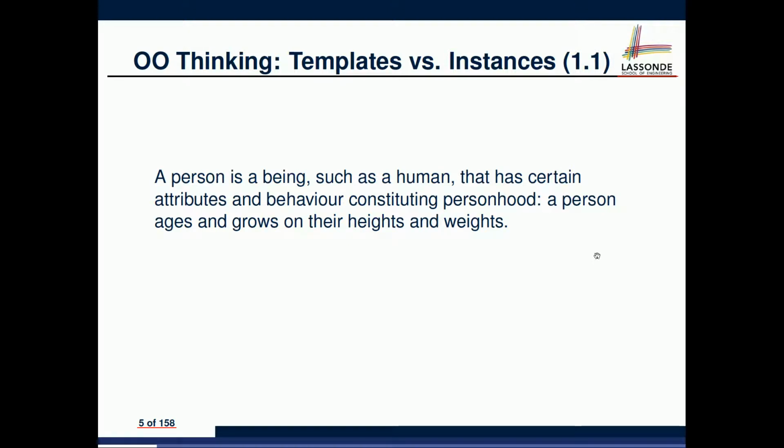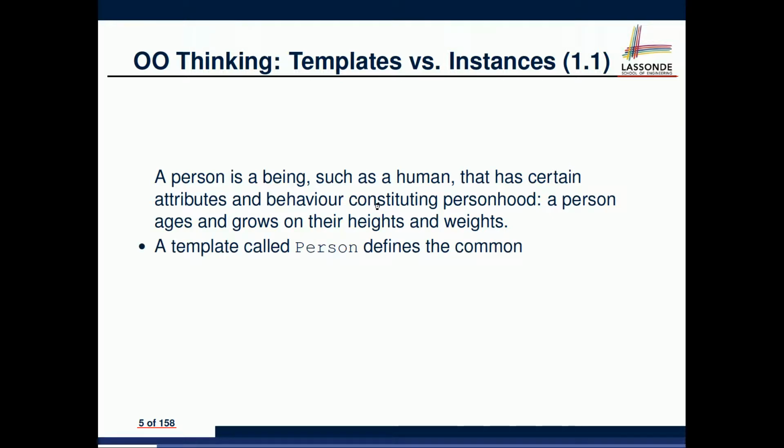Usually, for classes and attributes, look for the relevant nouns. And for methods, or behavior, look for verbs. In this case, you can see a person ages, so there's a verb. That means get older. And also grows in their heights and weights. Grows in height and grows in weight. So these are the behavior. And then we also have the attributes, which is something we'll see.